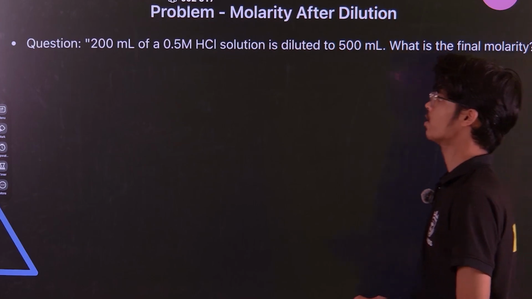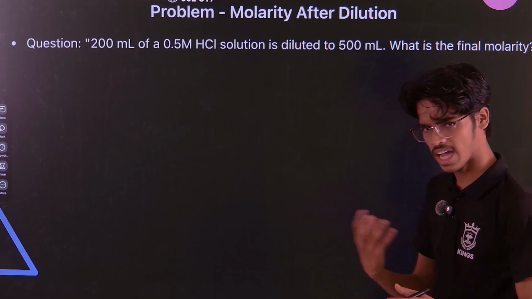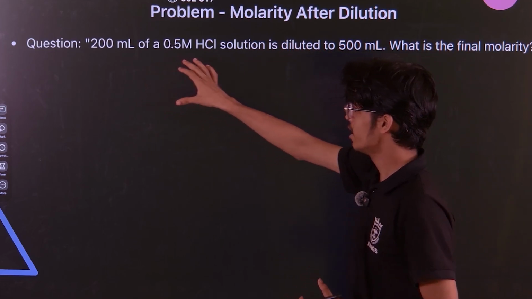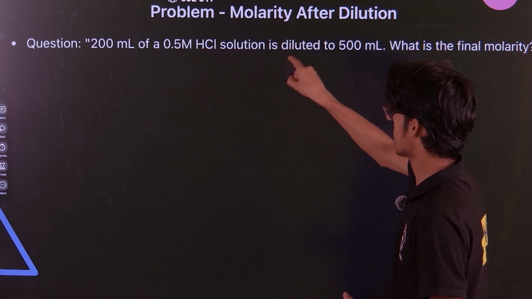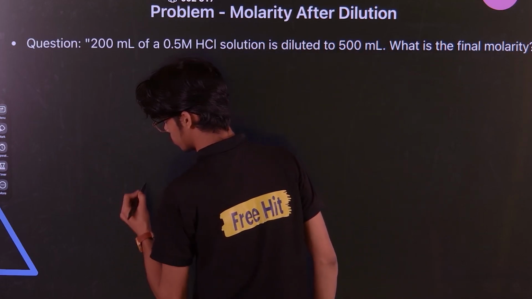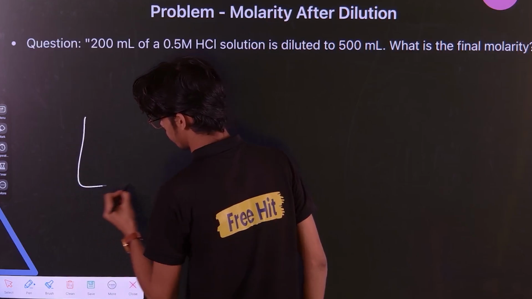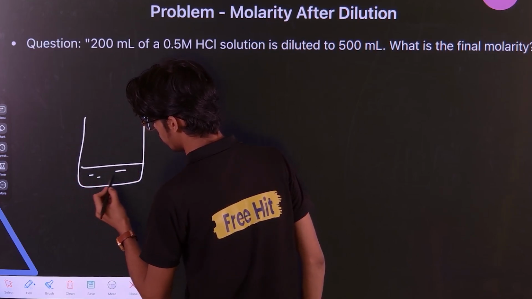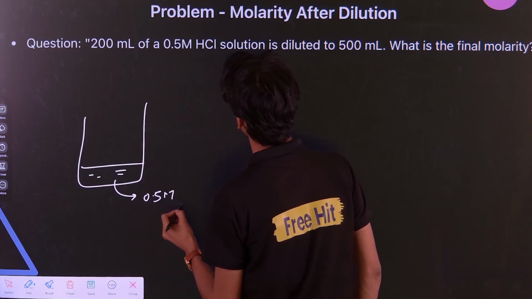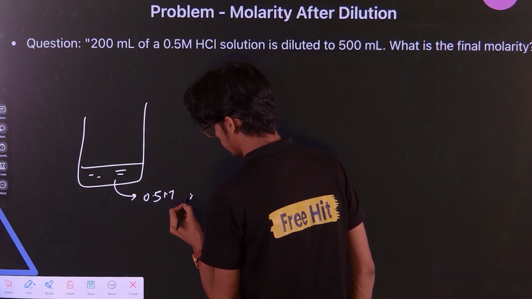Okay, here we have one problem on the molarity after dilution. So we have to find the molarity after we dilute the solution. Now see, 200 milliliter of 0.5 molar HCl solution is diluted to 500 milliliter. What is the final molarity? So it means there was a bucket with 200 milliliter of 0.5 molar HCl solution.